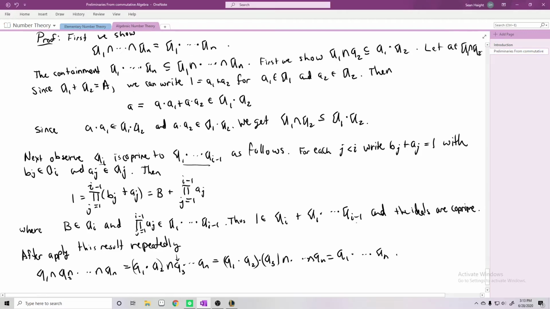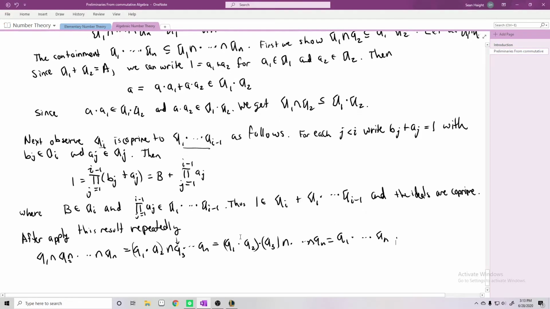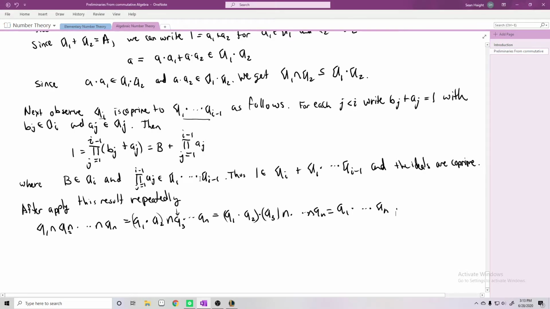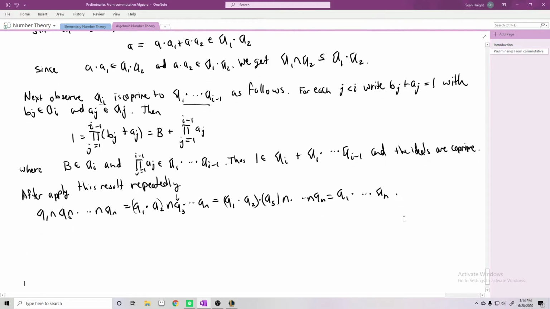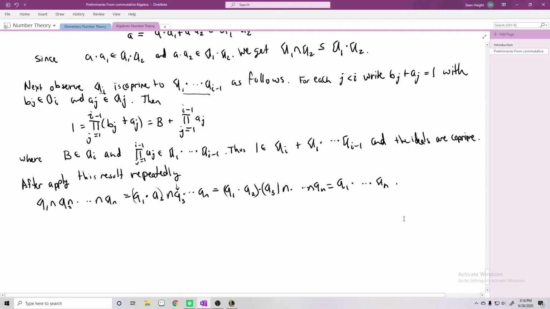Okay. So applying this result step by step repeatedly, you could also go through and rewrite this as an induction. Somehow this made more sense to me, but it gives you the first claim that the intersection of these coprime ideals is actually equal to the product of them. Okay. And from this, the rest of the result won't be too bad.